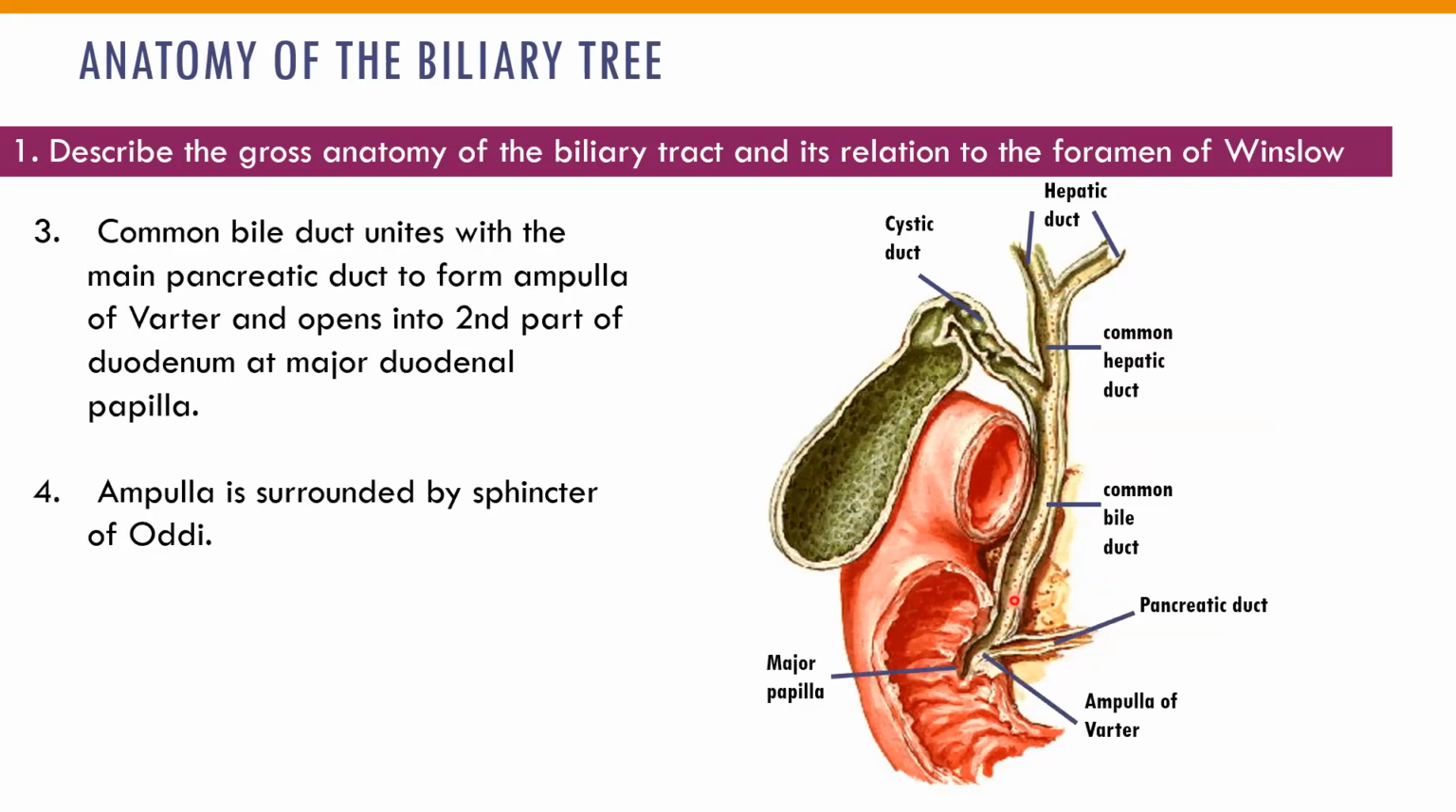The common bile duct unites with the main pancreatic duct to form the ampulla of Vater and opens into the second part of the duodenum at the major duodenal papilla. The ampulla is surrounded by the sphincter of Oddi.